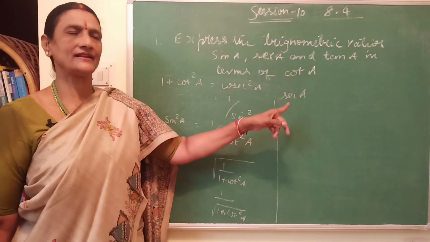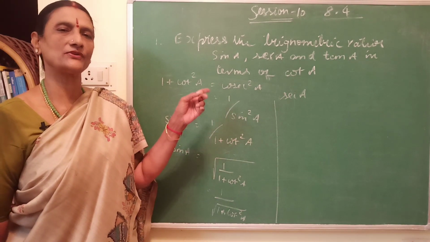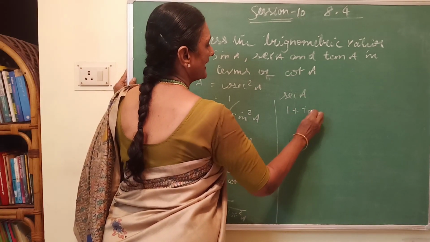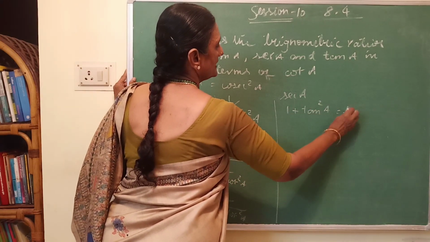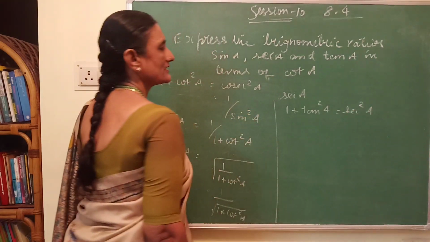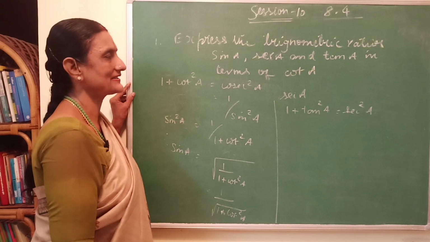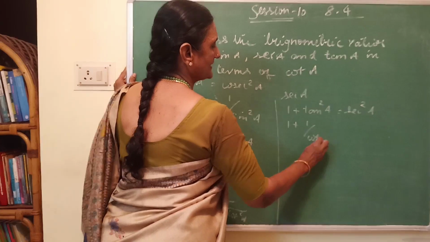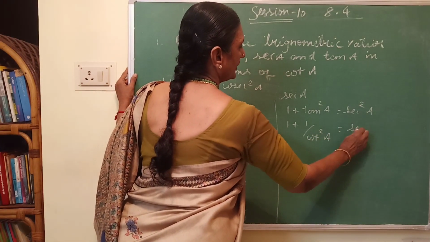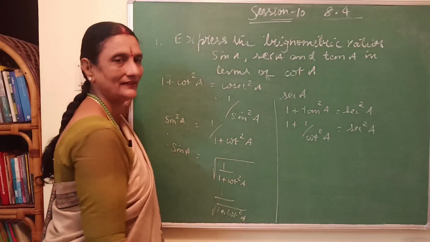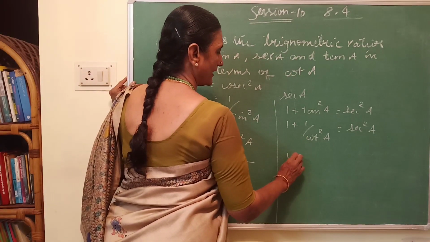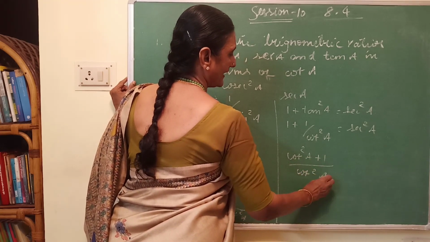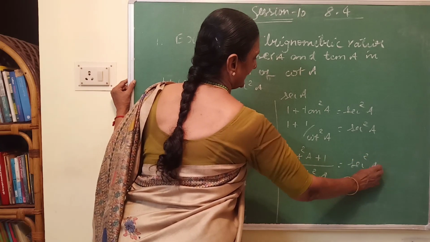For writing secant A in terms of cot, again we will be making use of the identity only. But this time we will be using 1 plus tan square A is equal to secant square A. So, we all know that tan is the reciprocal of cot. So, I am going to replace the tan square A as 1 by cot square A and equate this to secant square A. Therefore, if you simplify, you will get cot square A plus 1 divided by cot square A, that is equal to secant square A.